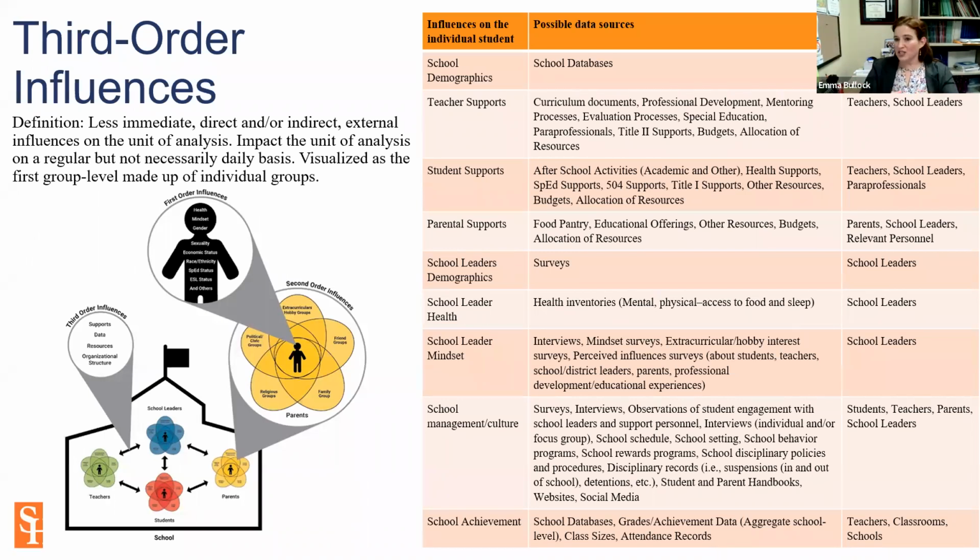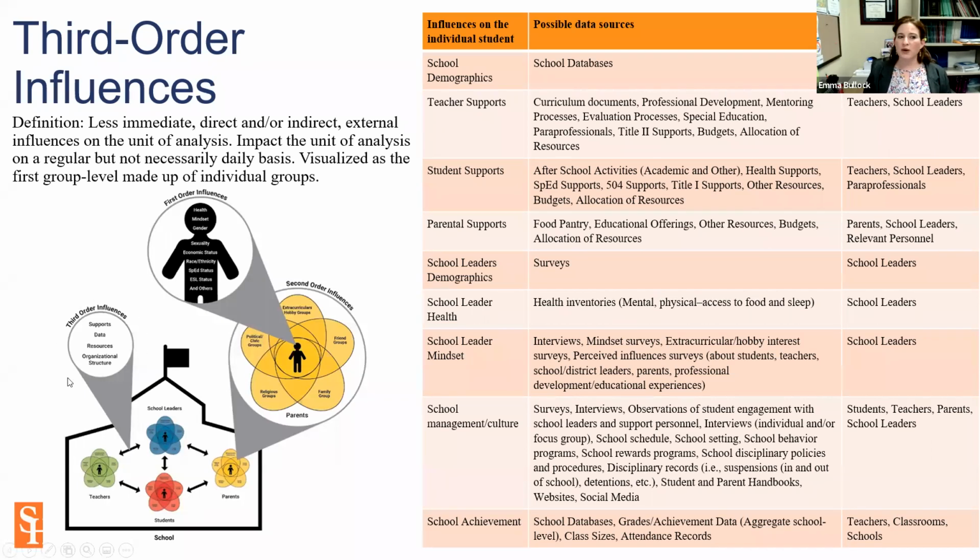So, with respect to our unit of analysis, once again, just so that we can see how these are all connected: here are our first order influences that are represented in here. Here are the second order influences. In this case, this is referencing the parents, because they had first and second order influences on them as well. And then we have school leaders, teachers, students, parents. There could be others inside of this school as well. But those groups are all interacting and influencing each other.